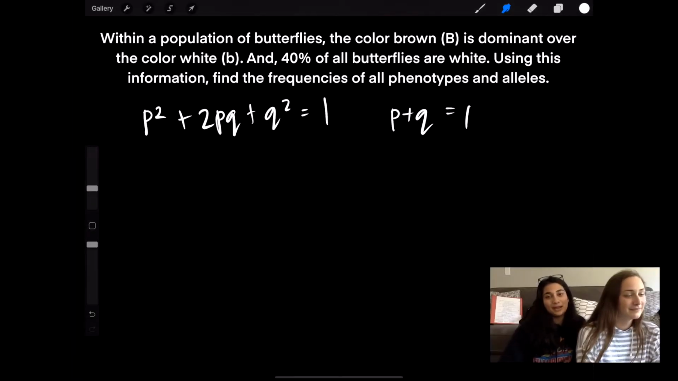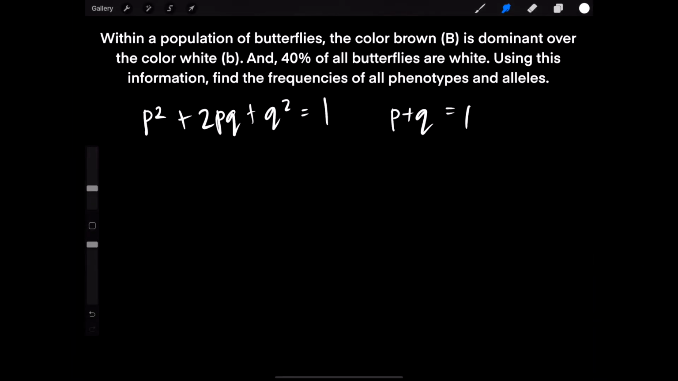Now here's a problem that you guys can try at home. Remember that the only equations that you really need are p squared plus 2pq plus q squared equals 1 and p plus q equals 1.